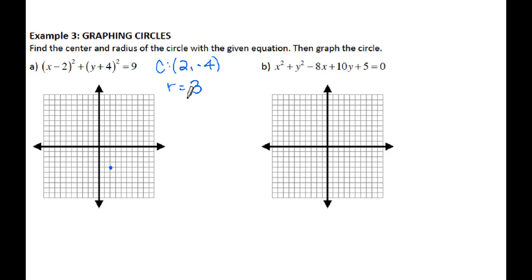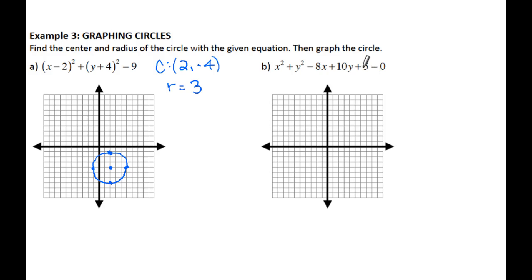My radius is 3, so that means I'm going to go ahead and go up 3, down 3, to the right 3, and to the left 3. And these 4 points I'm going to go ahead and use and make a circle. Please make it nice and curvy. Do not just connect the dots. I don't want your circle to look like a diamond. So here's your circle.